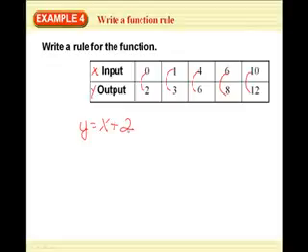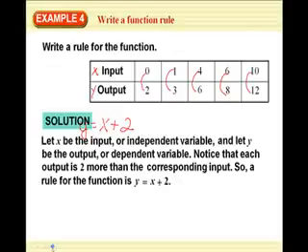Pretty cool. That's our rule. It's just, in other words, kind of like writing an equation. Okay.